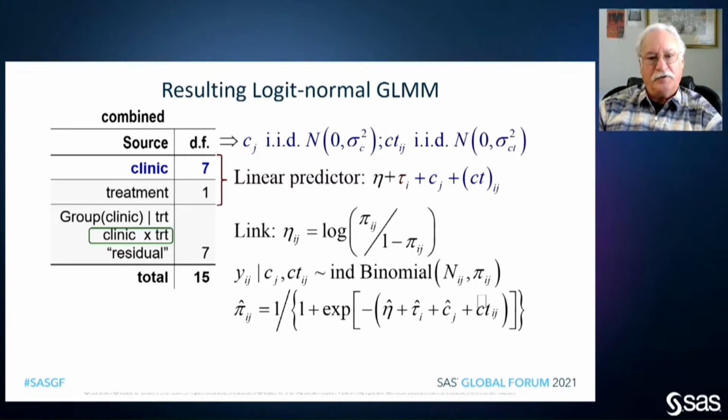So the final model: the canonical link for a binomial distribution is the logit, or the log of the probability divided by 1 minus the probability. The conditional distribution of the observations given the random effects is binomial with parameters N sub ij and pi sub ij. And then we can estimate pi sub ij by taking the inverse link, that's 1 over 1 plus e to the minus the linear predictor. So that gives us the form of the GLMM that we'll be working with.